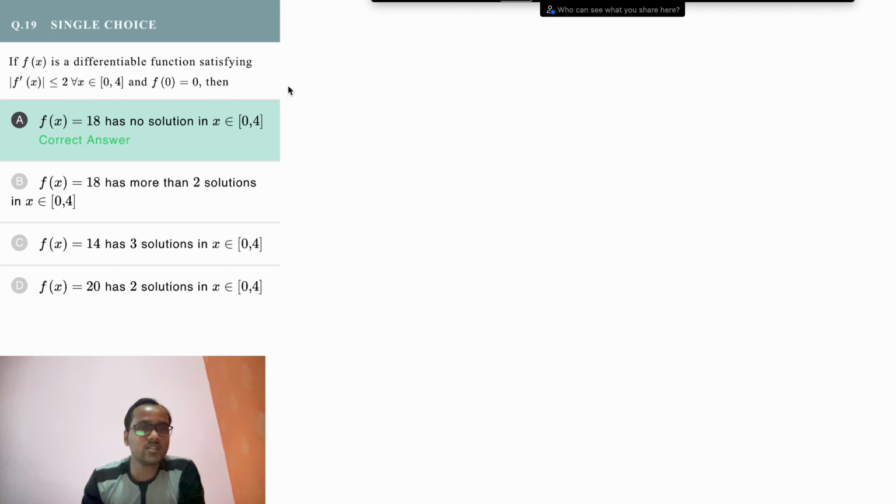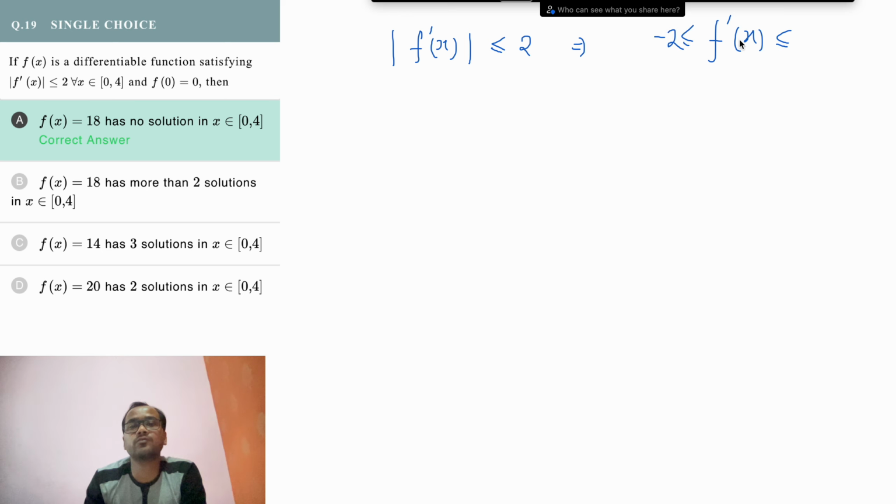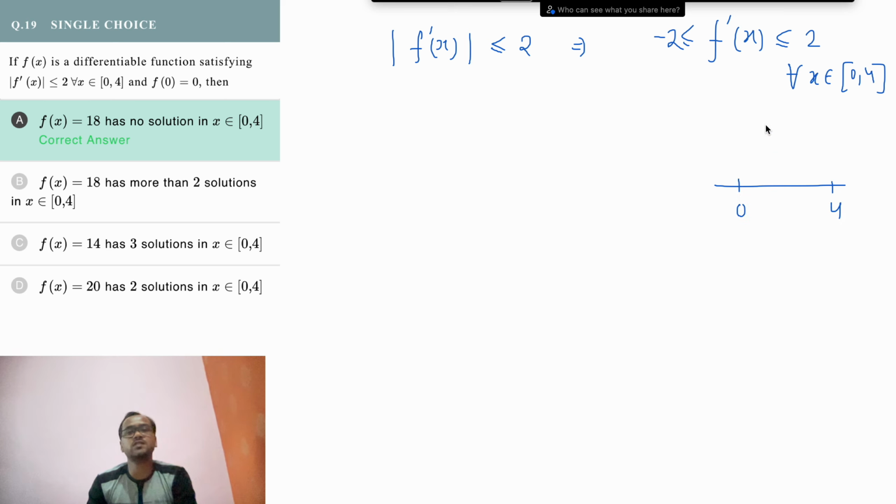In this question, f(x) is a differentiable function satisfying mod of f dash x less than or equal to 2. That means f dash x will be from minus 2 to 2 for every x belonging to 0 to 4. Fine. So in the interval 0 to 4, the derivative of f(x) is between minus 2 and 2, and f(0) is 0, given.